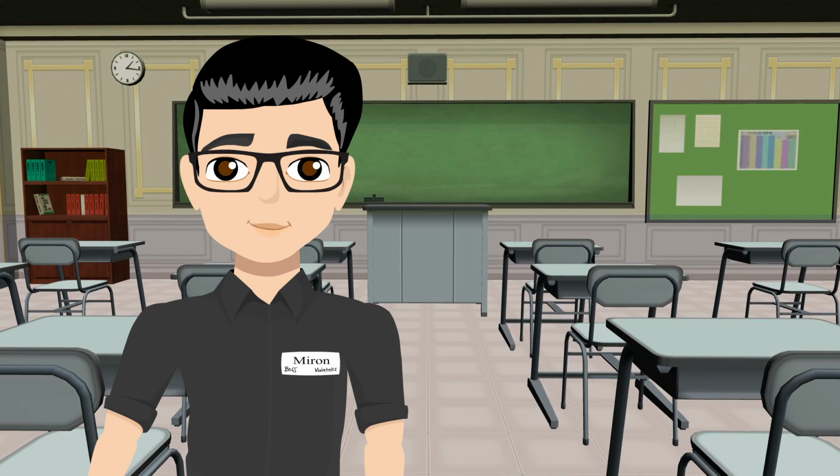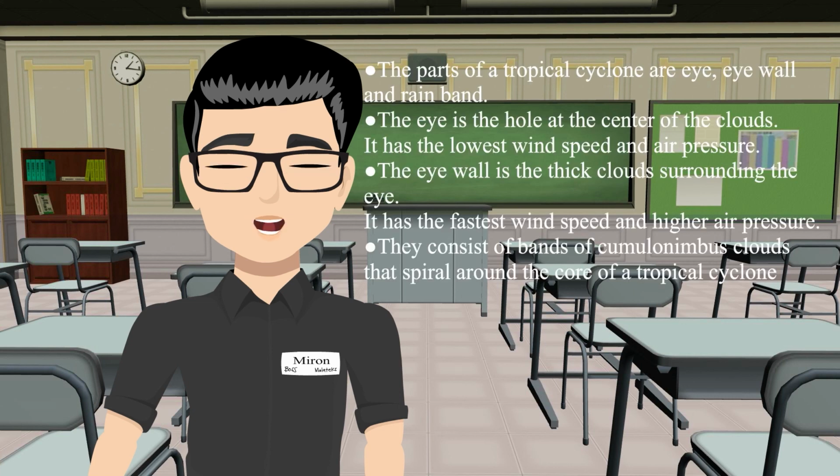Before we end the discussion, let us summarize lesson 2. Remember, the parts of a tropical cyclone are the eye, eye wall, and rain band. The eye is the hole at the center of the cloud. It has the lowest wind speed and air pressure. The eye wall is the thick cloud surrounding the eye. It has the fastest wind speed and higher air pressure. The last one: the rain bands consist of bands of cumulonimbus clouds that spiral around the core of a tropical cyclone.